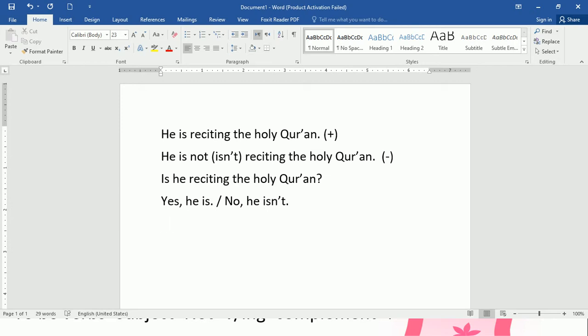We say the formal one is he. The formal negative interrogative structure is: is he not reciting the Holy Quran? Is he not reciting the Holy Quran? See, this is the formal one.